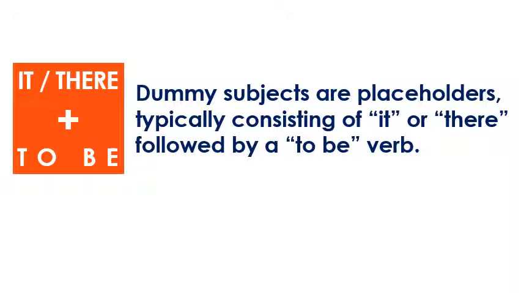Dummy subjects are placeholder subjects. They're short phrases that occupy the subject position in a sentence, but which are not concrete. They don't actually represent a person, place, or thing capable of action. Typically, dummy subjects will consist of the word it or there, followed by some version of the verb to be.